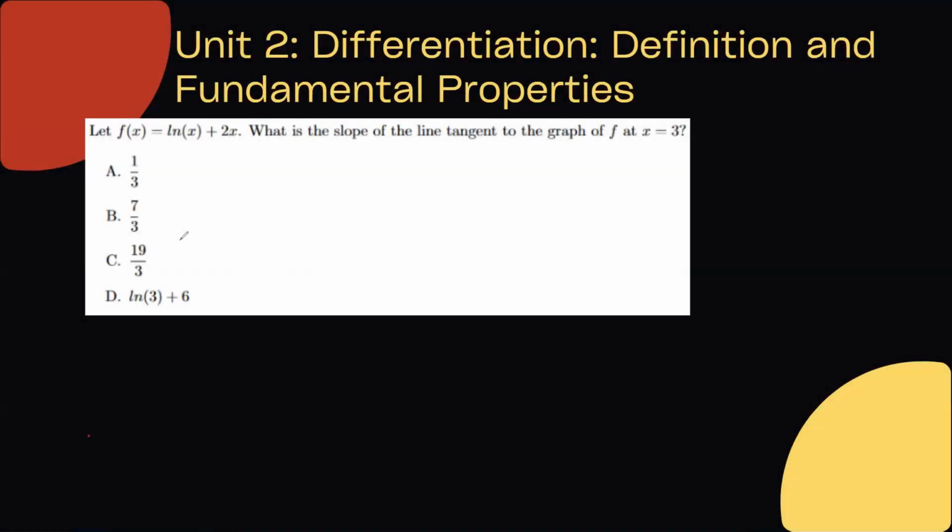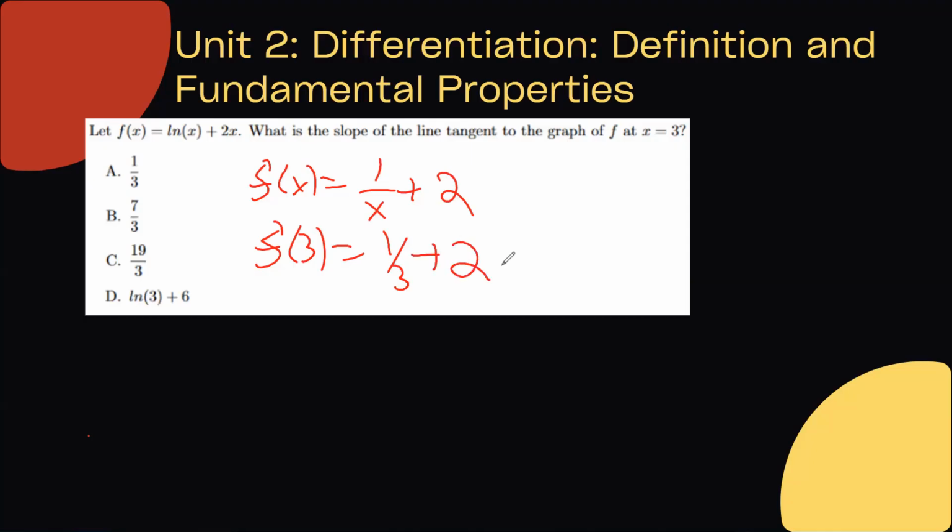Let f equal natural log x plus 2x. What is the slope of the tangent to the graph of f at x equals 3? Again, this is just another phrase that means take the derivative, plug in 3. So f prime of x is going to be 1 over x plus 2. Plugging in 3, you would have 1/3 plus 2. 2 is 6/3, so 6/3 plus 1/3 is 7/3.